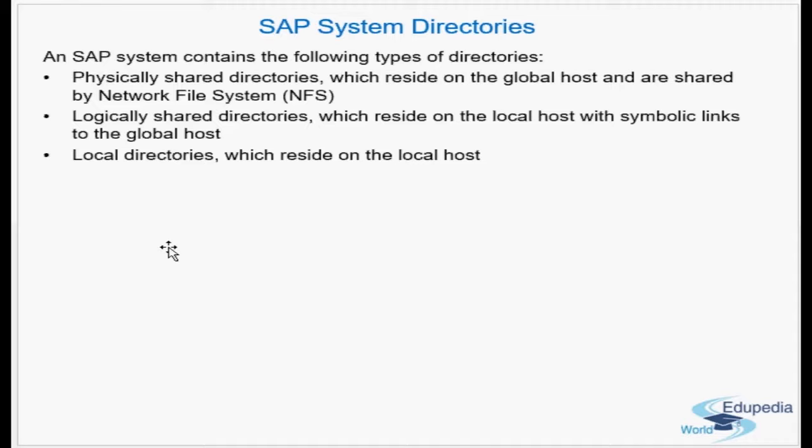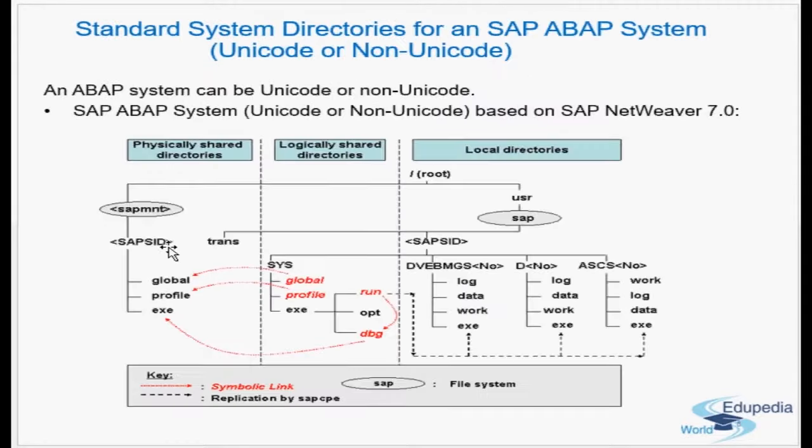Okay, so physically shared directories are the ones which reside on the global host, and these are shared by the network file system NFS. The logically shared directories reside on the local host with symbolic links to the global host, and local directories are the ones which reside on the local host. So here I have given a pictorial view so that you can understand better.